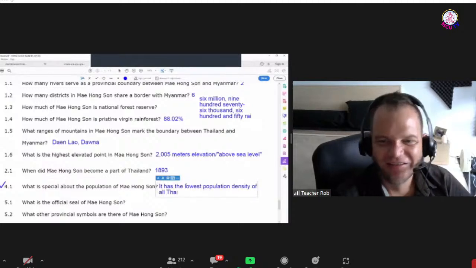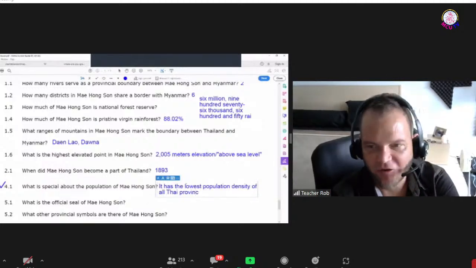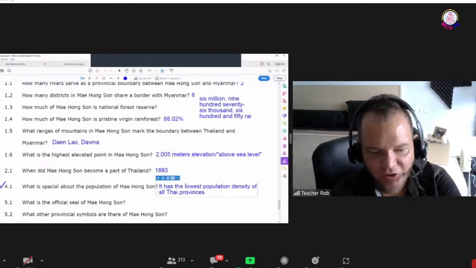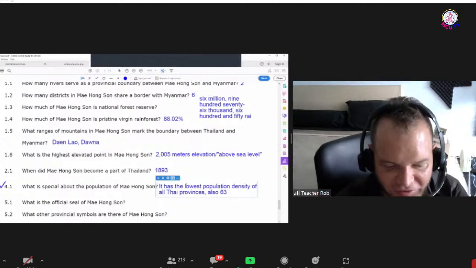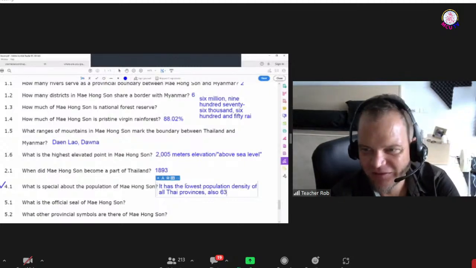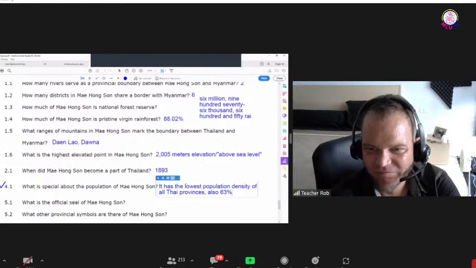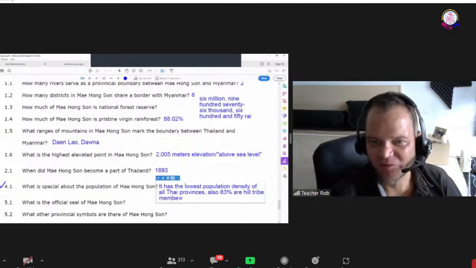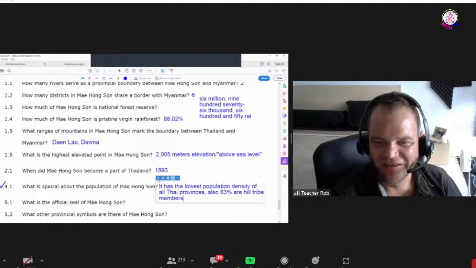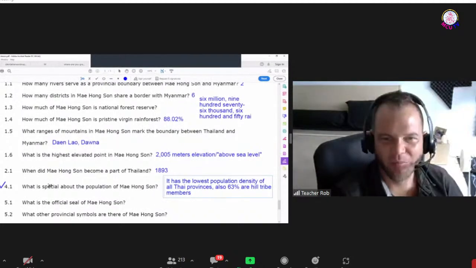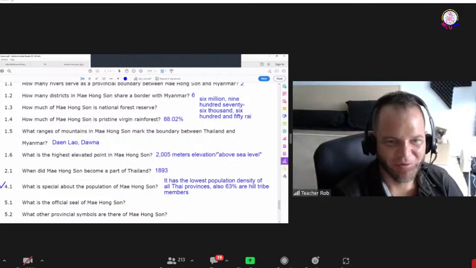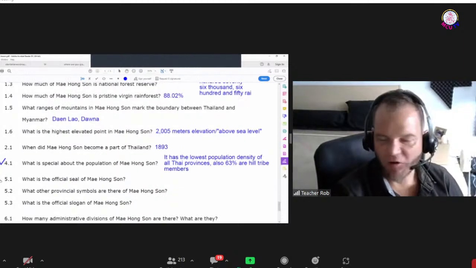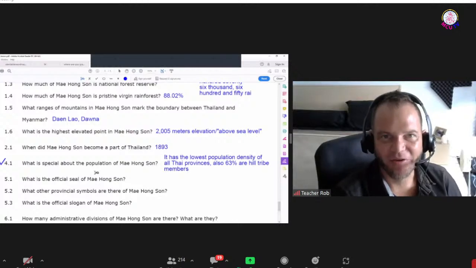Yep. So the book's model answer is it has the lowest population density of all Thai provinces. Now you could also say 63% are hill tribe members. You could say something like that. I would say both of those things are pretty unique or special about it. So good. That answers the one question about the population or the people. Okay. Now the next thing we move on to is about the government and some other things like that.